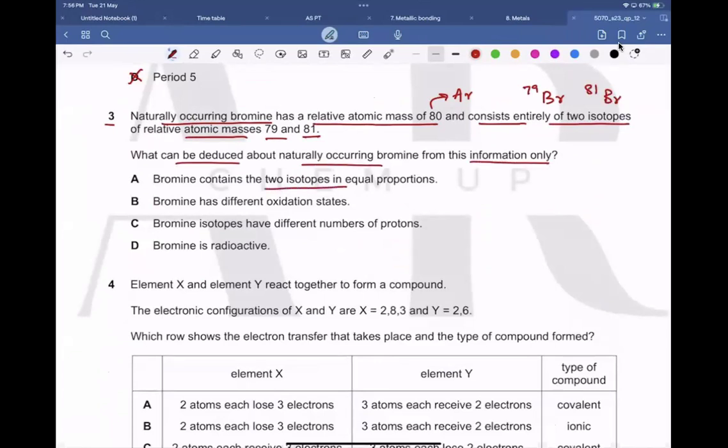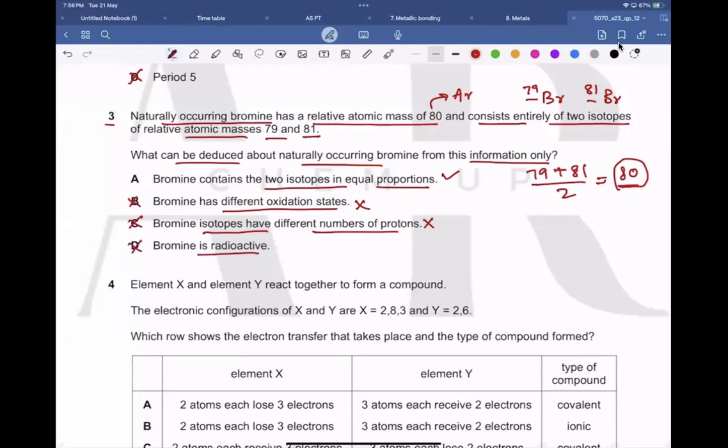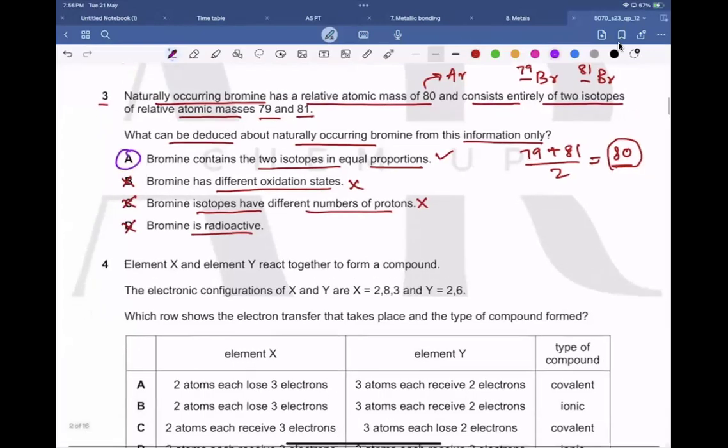Bromine contains the two isotopes in equal proportion. Obviously, if you take their mean, so 79 plus 81 divided by 2, you get 80. So it is only possible when both are in equal proportion. So that is correct. Bromine has different oxidation states. Bromine isotopes have a different number of protons, not at all. Not if they are isotopes, so their proton number is always the same. Bromine is radioactive, no. So A is the correct answer.